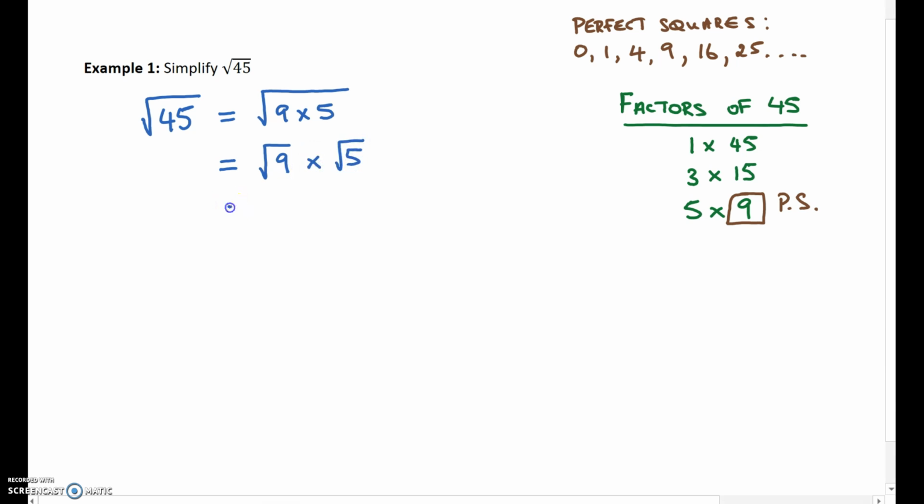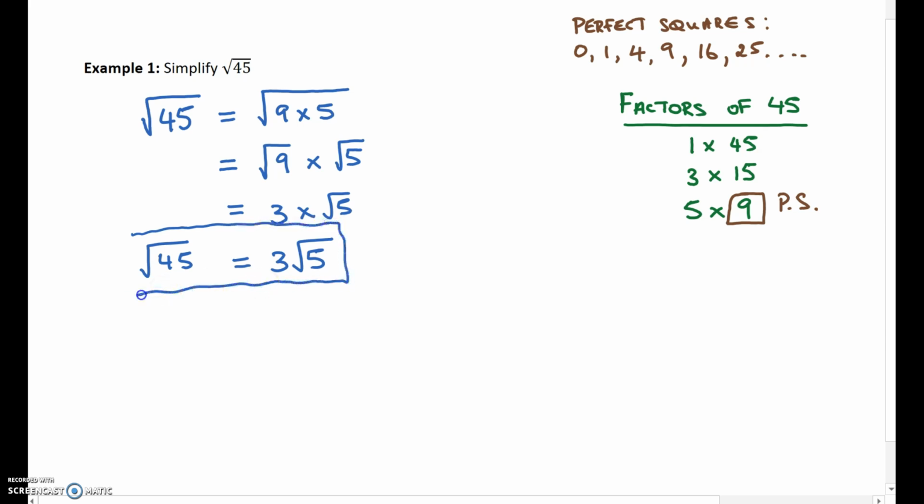So that's the same as the square root of 9 times the square root of 5. And we know the square root of 9 is 3. So it's 3 times the square root of 5, which we just write as 3 root 5. So the square root of 45 is 3 root 5. 5 doesn't have any perfect square factors, so therefore we're finished. We're finished when the number under the square root sign no longer has a perfect square factor. So that's as simple as we can make it. And we didn't use a calculator at all.